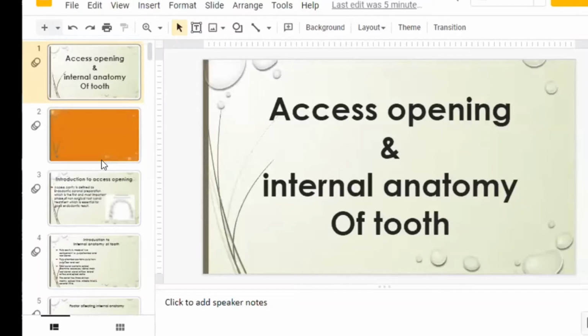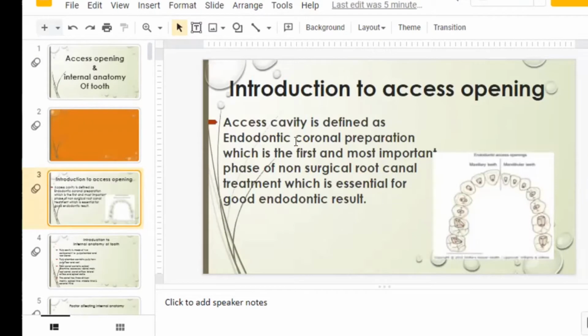So access opening and internal anatomy is the topic I'm taking now. Access opening is defined; it's again a definition, let us leave with that. It means that from the top we have to reach the tip of the apex. Then how to reach that?